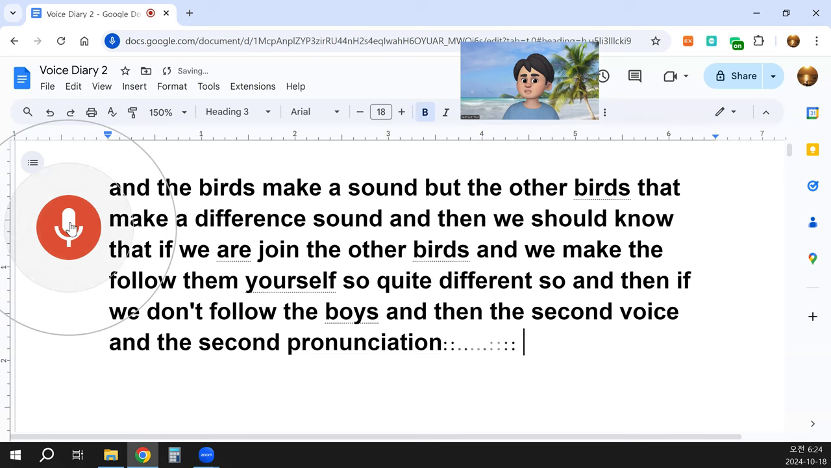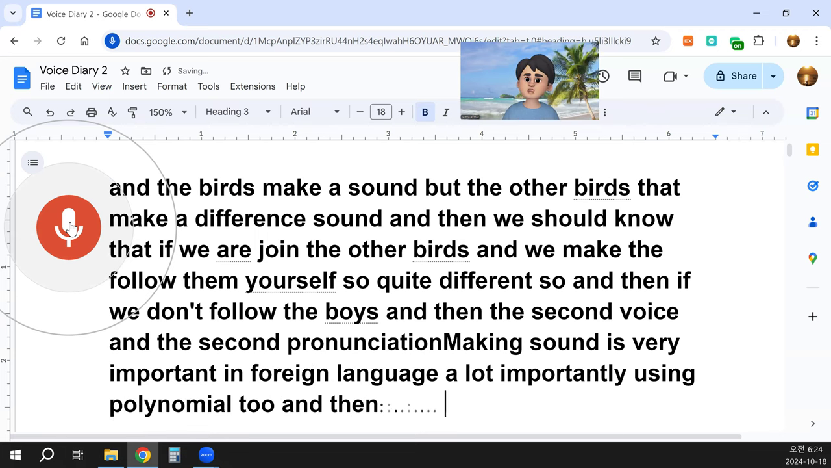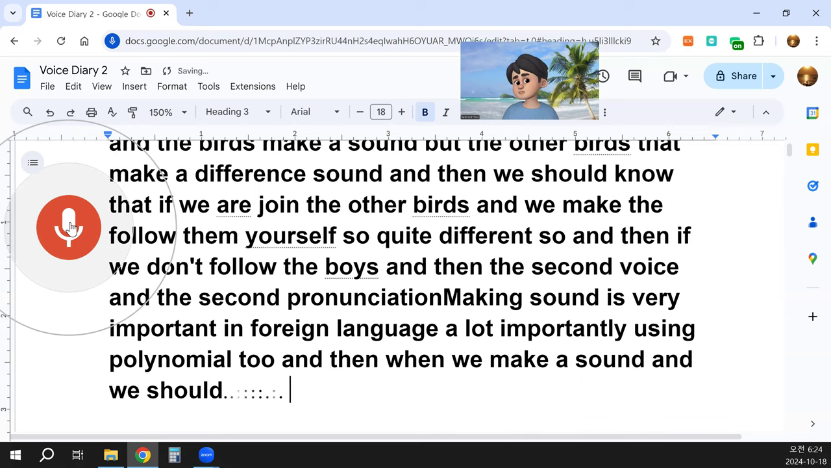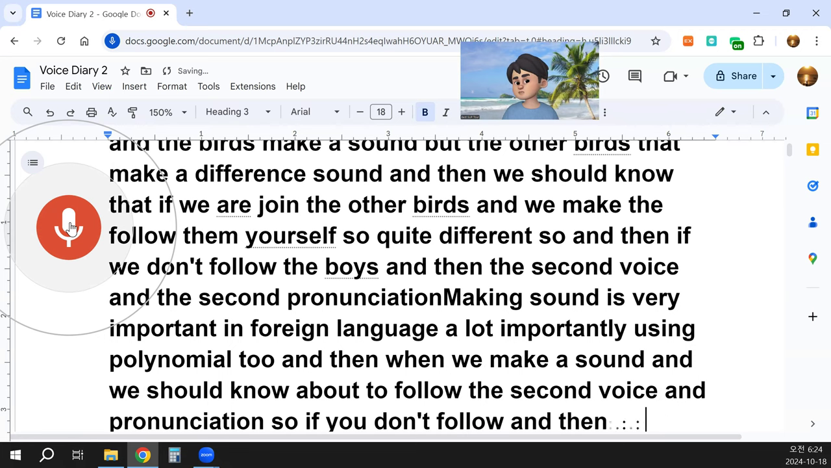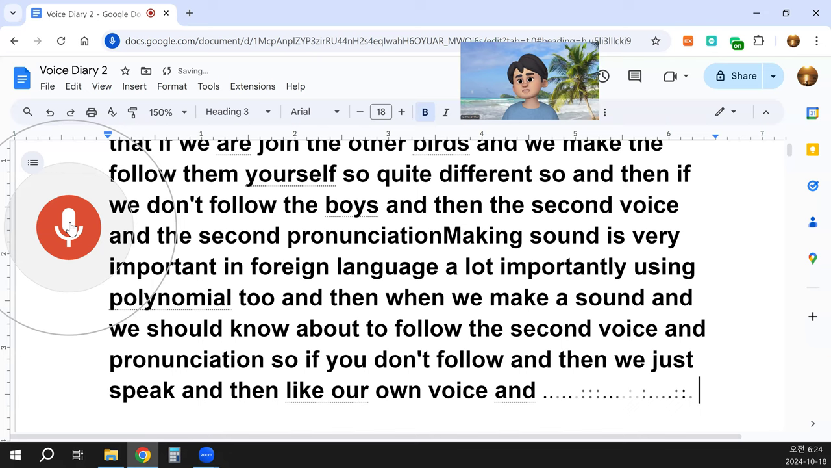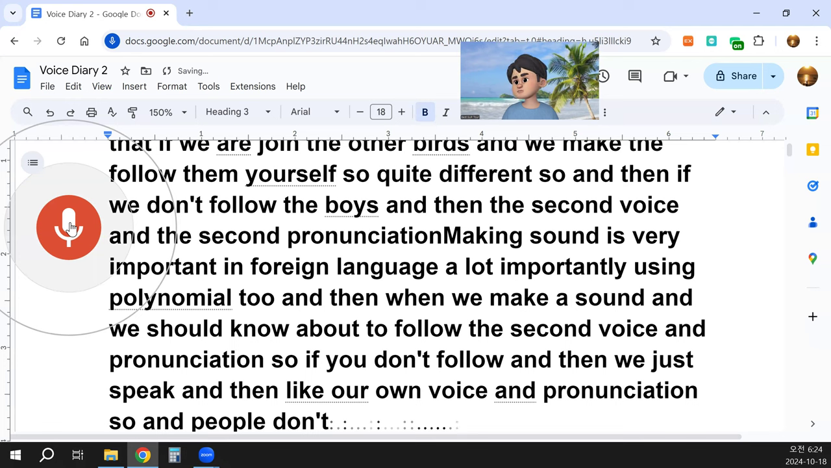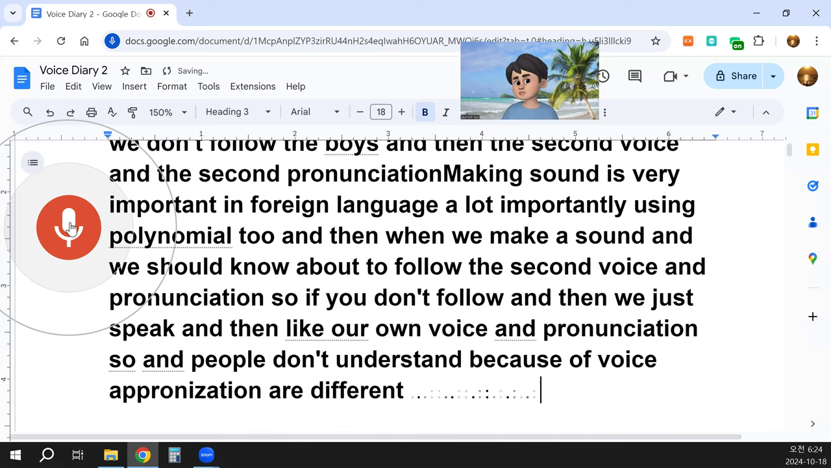Making sound is very important in learning and using a foreign language. When we make a sound, we should follow the second voice and pronunciation. If you don't follow, and we just speak with our own voice and pronunciation, people don't understand because the voice and pronunciation are different. It's very confusing to understand.